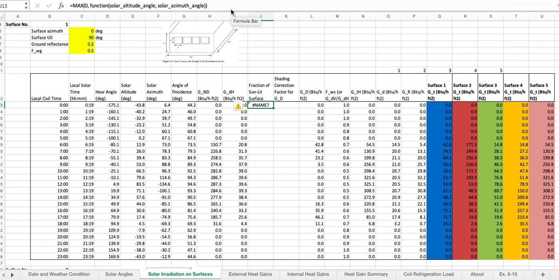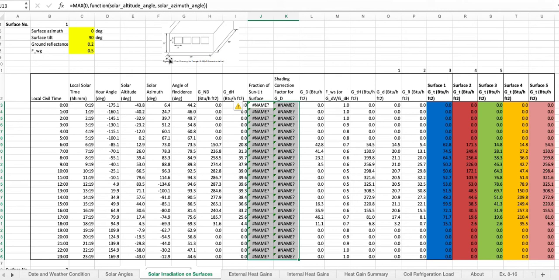So I chose to use this maximum Excel function to make sure that the value does not go below 0. This fraction of sunlit surface area can be as low as 0, but should not be negative. And once you have that, you can make that the shading correction factor. So the shading correction factor will be the fraction of sunlit surface area. And then you apply that to all the hours.